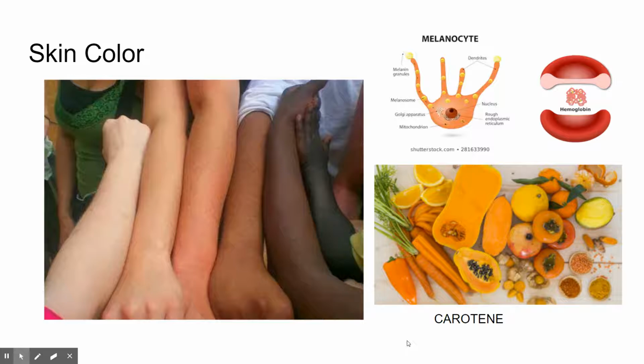And you see this picture with all these different arms. You think about all the different factors that go into skin color. Each color is almost unique in its variation.